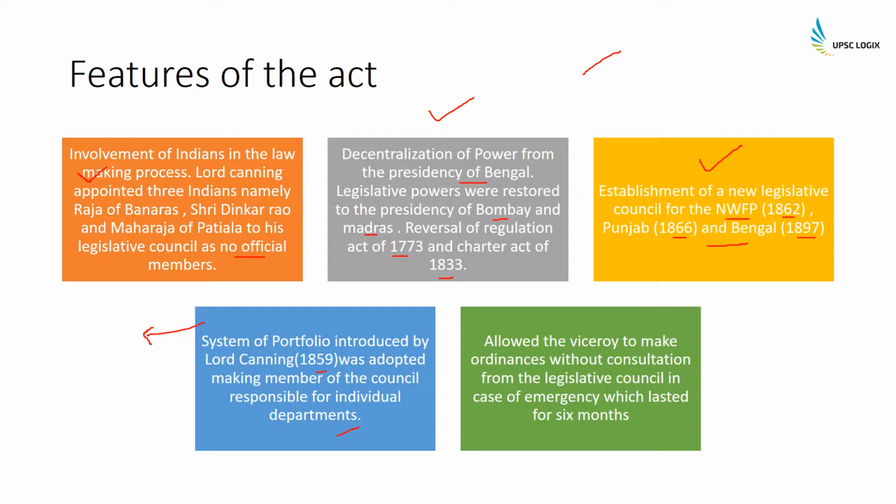Then number five point was that it allowed the Viceroy to make ordinances without consultation from the Legislative Council in case of emergency, which lasted for 6 months. And this power is still with the President, where he can pass ordinances when the Parliament is in recess.